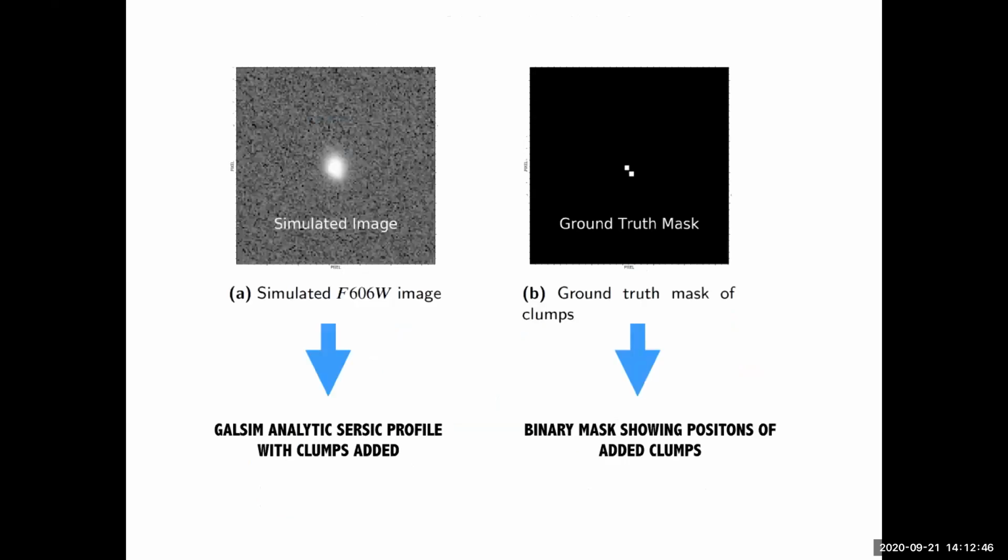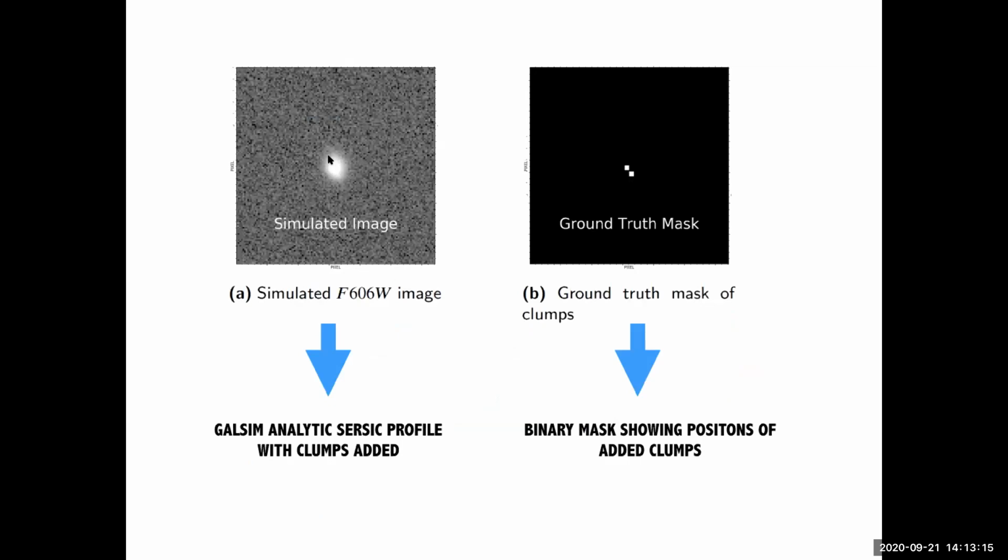Since this is a supervised approach, you need to train this network. What we did here is a very simple, very simplistic, I would say, approach, in which we take just a Sérsic profile for the galaxy, and we put on top of this some unresolved sources that are our model for clumps. You don't see them here, but they are here. This is because we know where we put them, so we also keep a binary mask of where the clumps are.